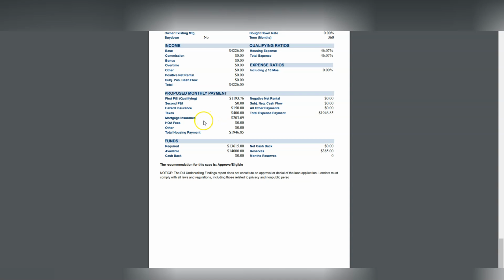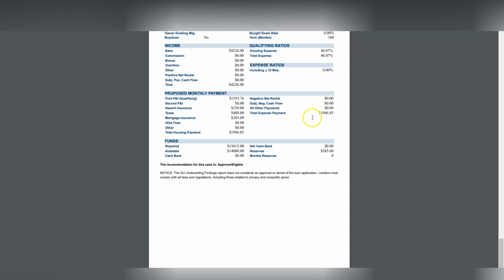The mortgage insurance, the automated system, when we calculated the borrower's monthly payment when we saw the interest rates, was $203.09. There are no HOA fees or homeowners association fees, and there's no other fees. So the total housing payment is $1,946.85. The total expense payment is $1,946.85 once you add all other payments.